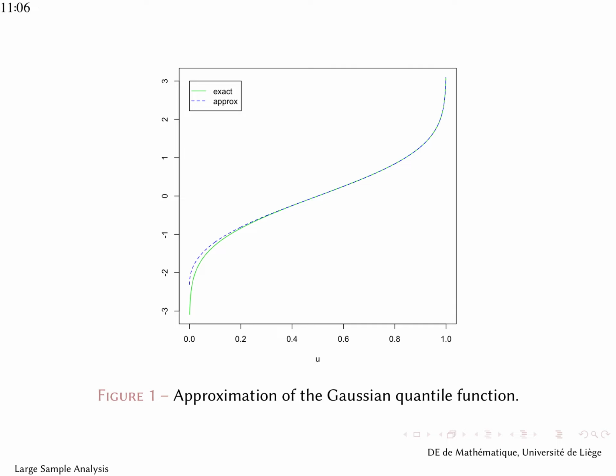So here in green is the exact quantile function of the Gaussian distribution, and the blue dotted line is the approximation. So we see that it is pretty good for higher values, but for the lower values of u, there is a slight deviation.